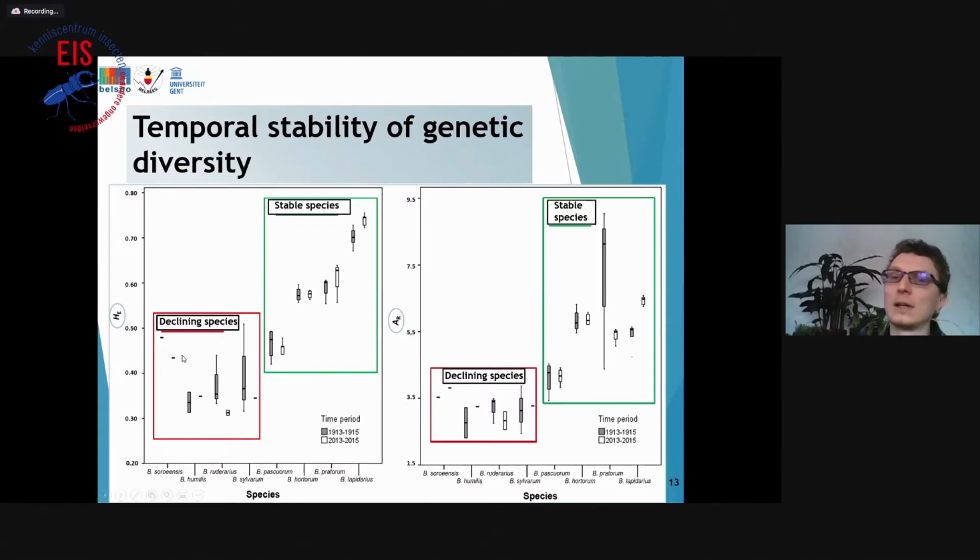But more important, you can see that both the historical and the recent populations of these declining species showed a significantly lower diversity here in red than the populations of co-occurring stable species here in the green. This confirms the studies with only recent specimens, but with this major difference, in fact, that here we showed that the difference in genetic diversity between both groups was already present 100 years ago. And that this is not due to a drop of genetic diversity due to the drivers of bee decline since the 1950s.